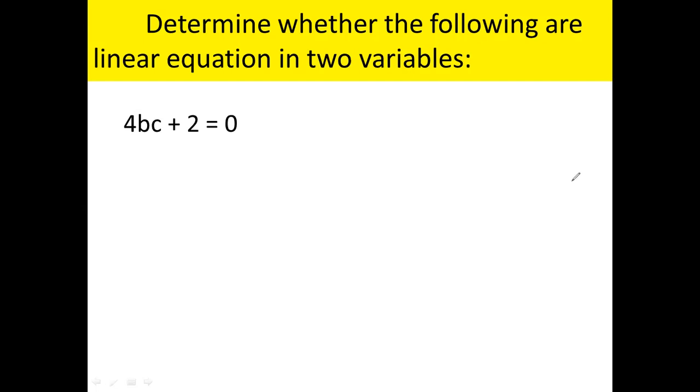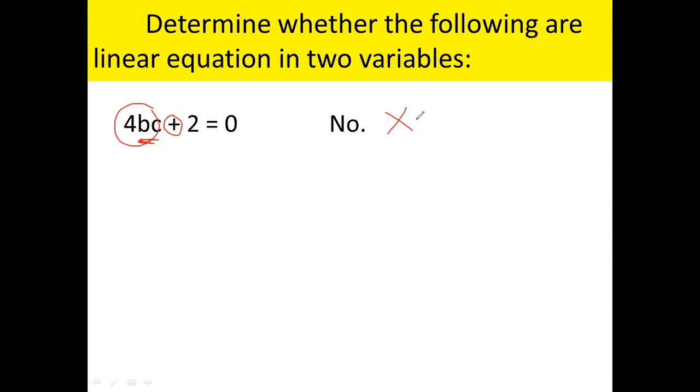What about Anda? Anda, what is the answer? 4bc plus 2 equals 0. Yes or no? No. No, correct. Okay, so the answer there is no. Why not? Take note. You have there in one term two variables b, c. Take note, a term is separated by a positive or negative sign. But here you have two variables in one term. So this is not a linear equation in two variables. Okay, so that's correct.